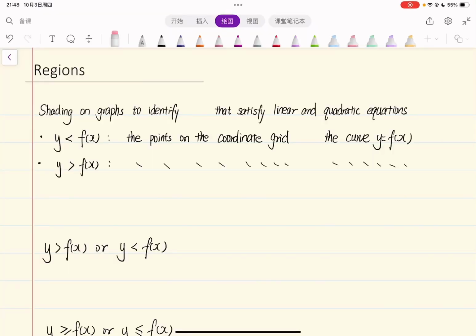Hello everyone, in this video we are going to learn about regions. In the previous videos we have learned how to find the set of values that satisfy multiple inequalities, and for this video we are going to learn to identify the regions that satisfy linear and quadratic equations.